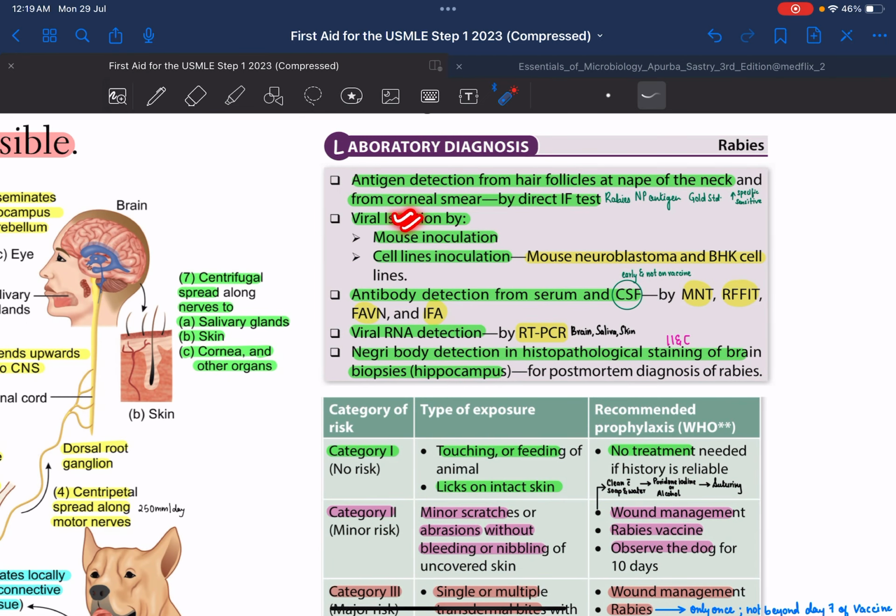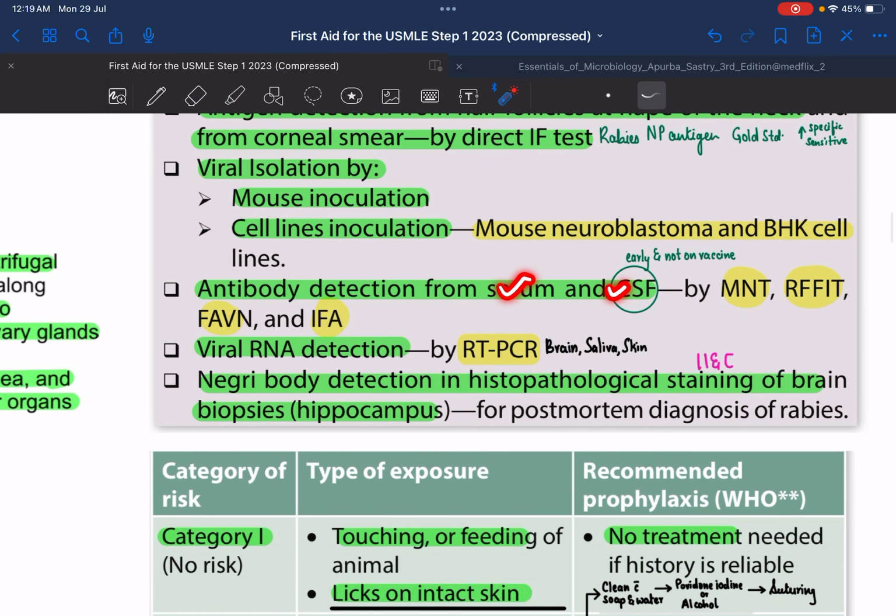Next, we can also do virus isolation by mouse inoculation or cell line inoculation. Cell line inoculation such as mouse neuroblastoma or BHK cell. We can also do antibody detection. Which antibody? Antibody to the glycoprotein. Okay, we can either do it from serum or CSF.